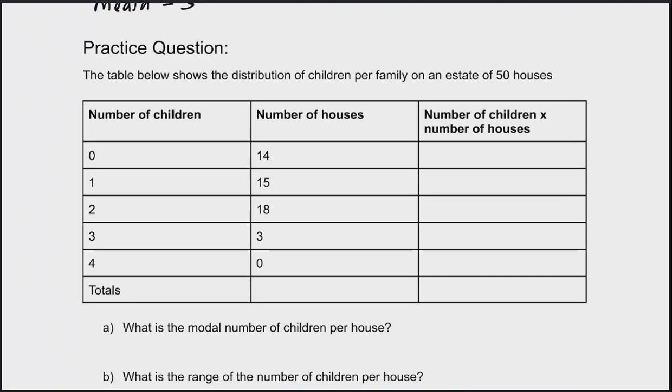So what is the number of children that occurs with the most frequency? Well, in this case, we've got 18 houses with 2 children. That's the most common. So our modal number is 2 children.